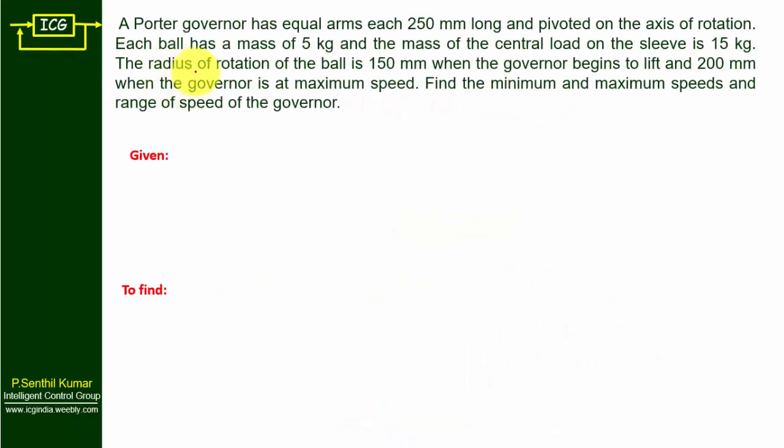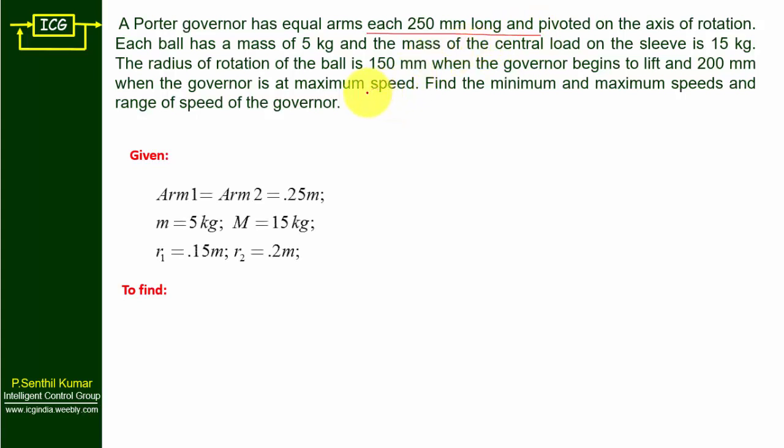A Porter governor has an equal arm of each 250 mm long, which means there are two arms in the Porter governor, upper and lower arm, both 250 mm. That is the meaning of each 250 mm long. So arm 1 equal to arm 2 equal to 0.25 meter and pivoted on the axis of rotation. This is also very important because that axis of rotation decides the value of Q.